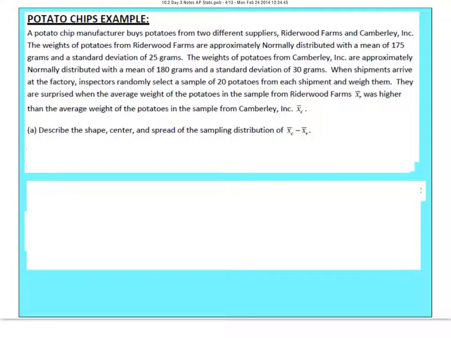So let's look at this potato chip example. A potato chip manufacturer buys potatoes from two different suppliers, Riderwood Farms and Camberley Inc. The weight of the potatoes from Riderwood is approximately normal, with a mean of 175 and standard deviation of 25 grams. The weight at Camberley is approximately normal again. The mean weight is 180, standard deviation of 30.